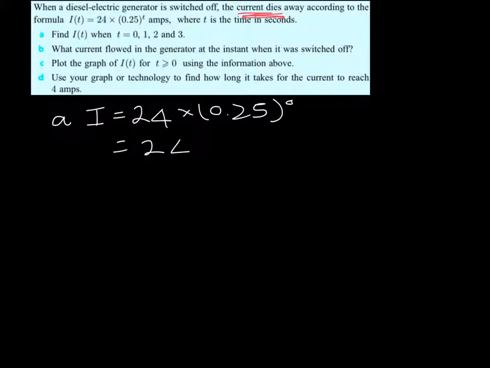So they're asking, what is the current at 0, and all of those. So let's have a look. The first one says, what is the current at time 0? So current is going to be 24 times 0.25 to the power 0, which we know is 1. Sorry, let me do that again, it looks ugly. It's 0.25 to the power 0. So we know that's 1, so my current is 24.